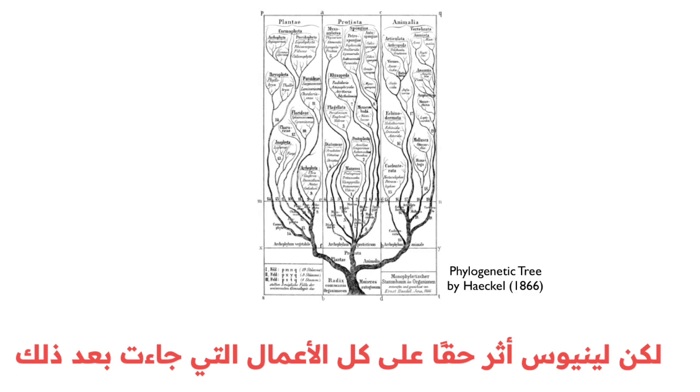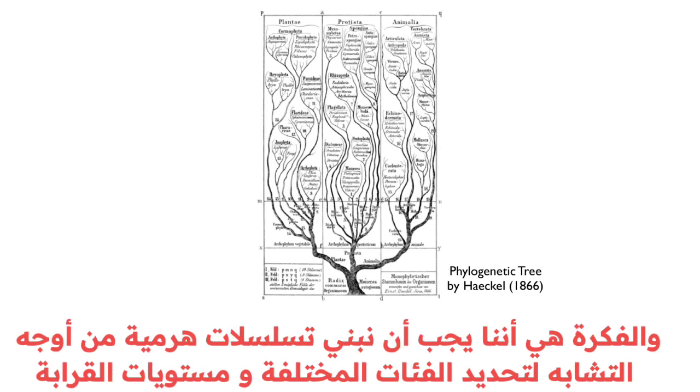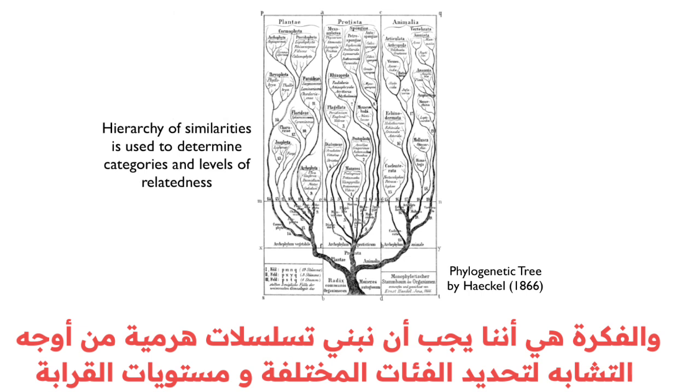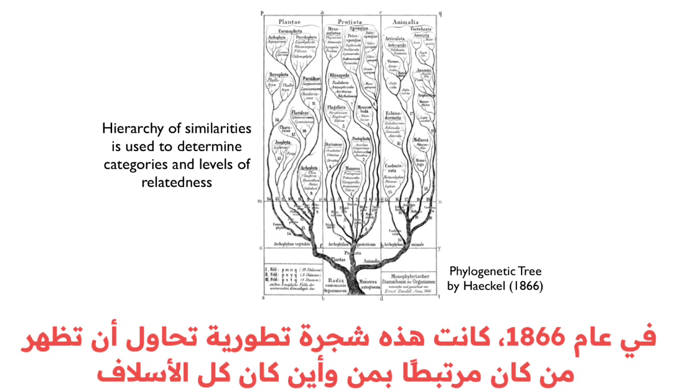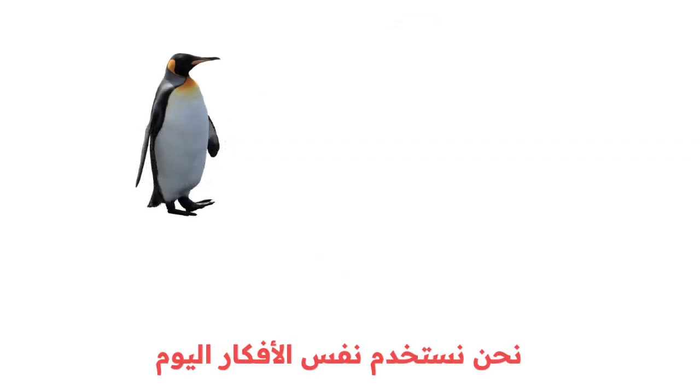But Linnaeus really influenced all the work to come, the idea that we would build hierarchies of similarities to determine different categories and levels of relatedness. So in 1866, this was a phylogenetic tree attempting to show who was related to whom and where all of the ancestors were. We use the same ideas today.